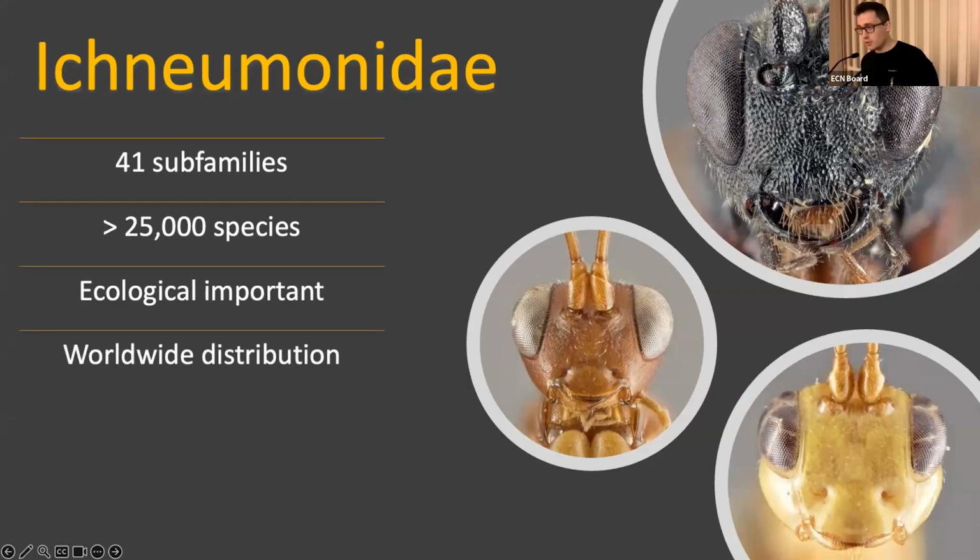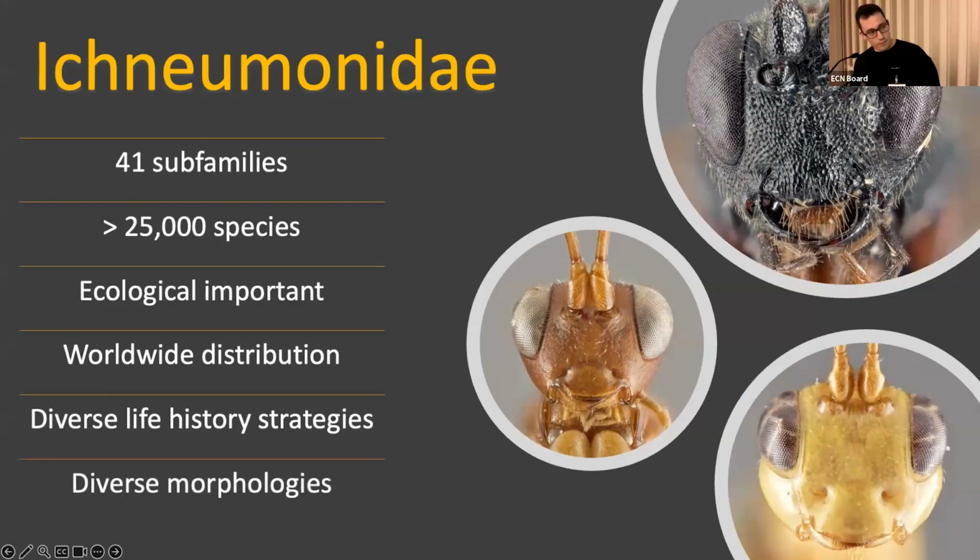They have a worldwide distribution, so they can be found everywhere. They have a huge diversity of life history strategies, so they attack different hosts. And also they have beautiful and diverse morphologies. So you need something at least to keep track of all these names to be able then to inform biodiversity.